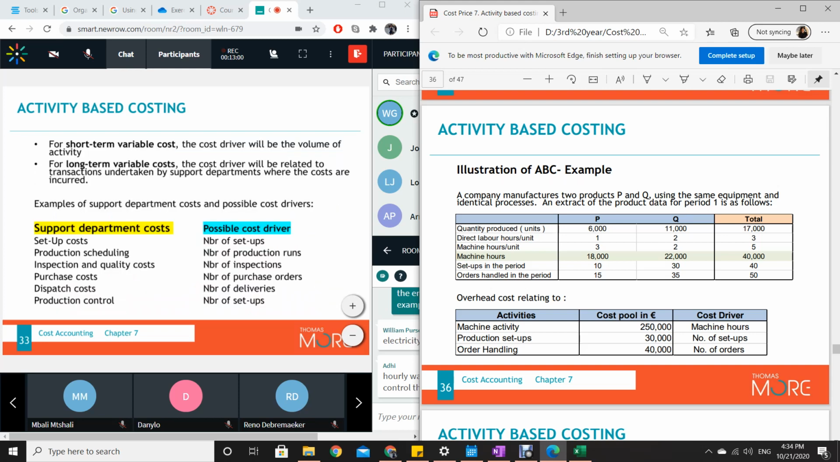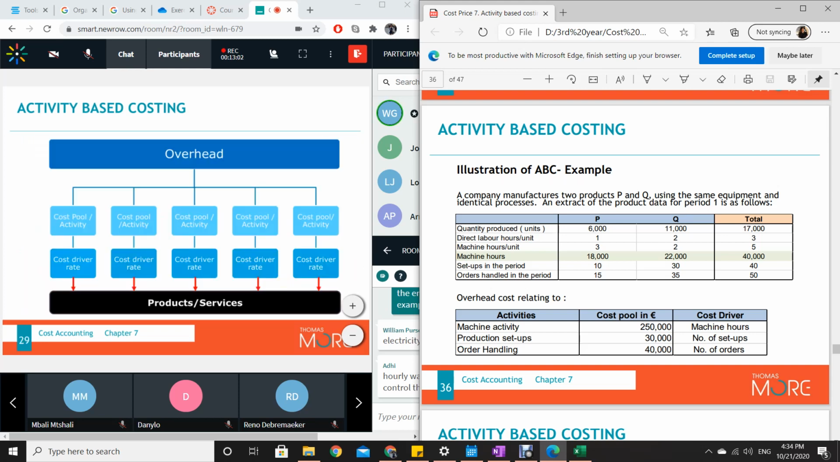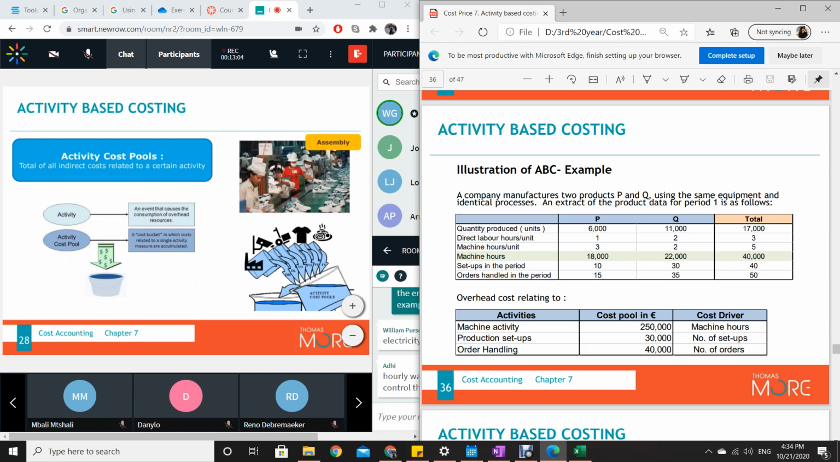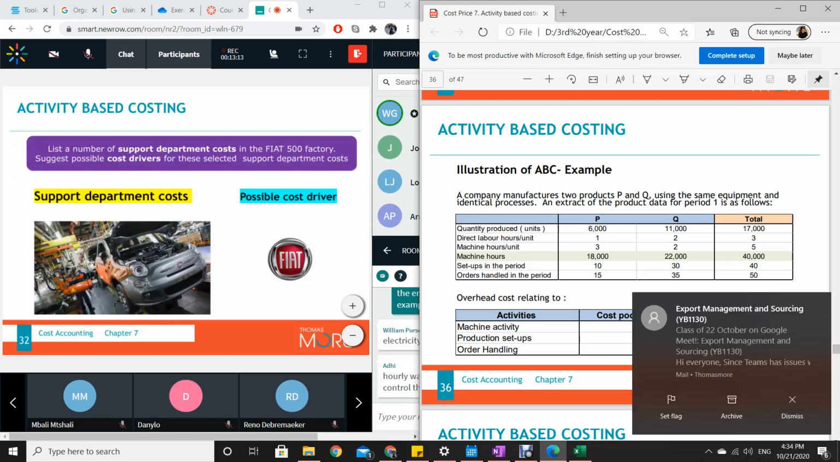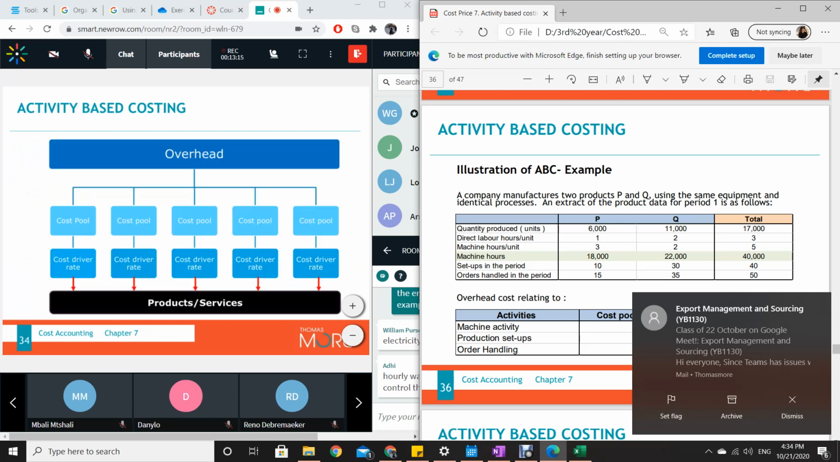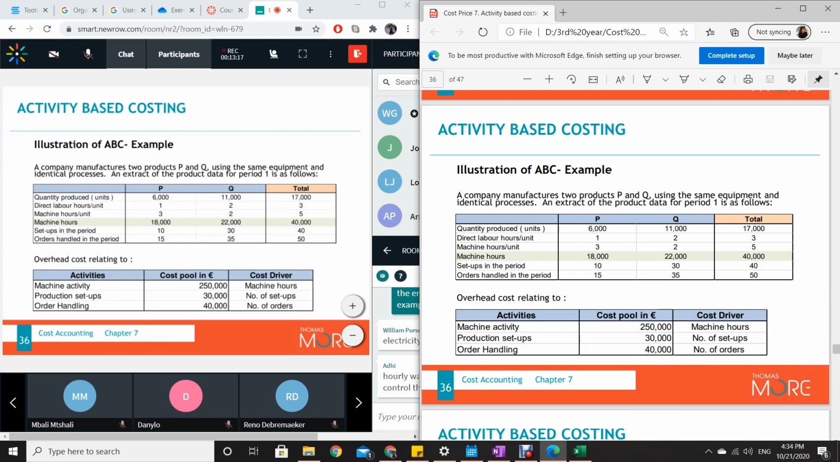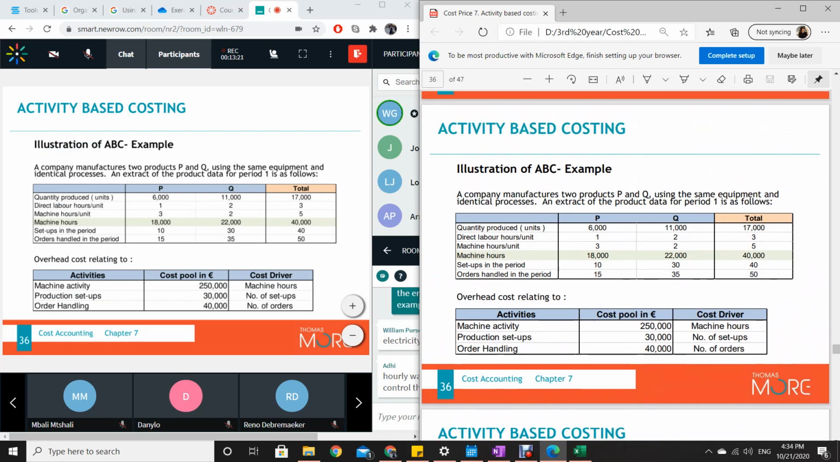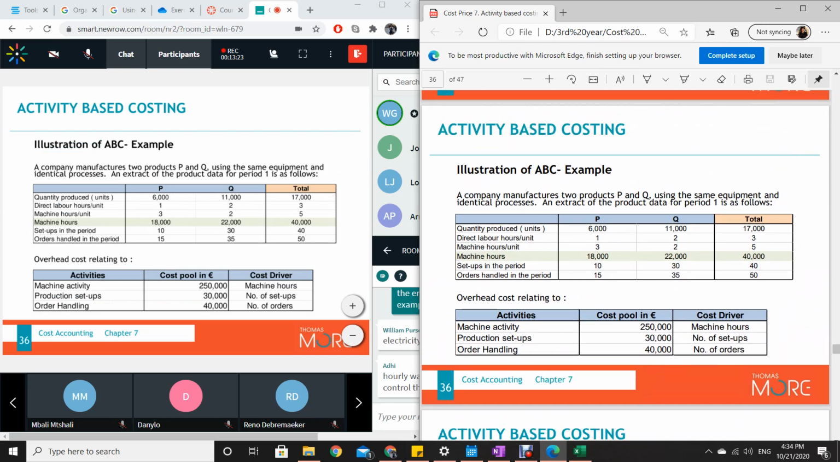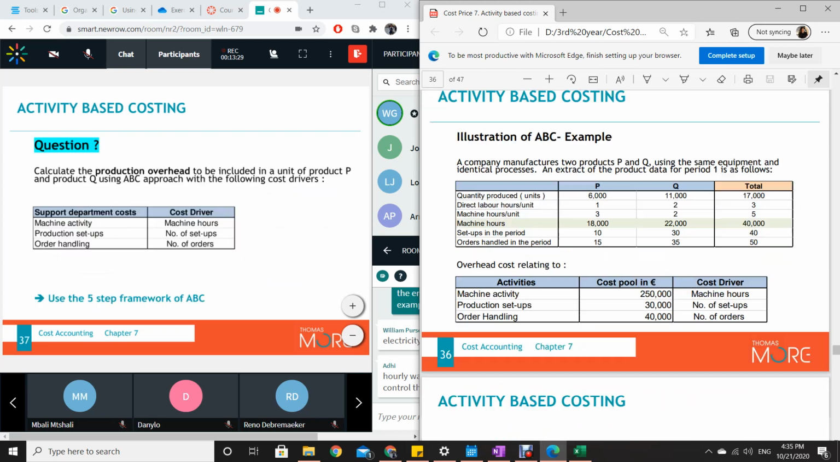This is the drawing to show again. So you should have this in mind, the bottom right image. All the costs are already in the activity pool. So for the activity pool here, machining activity is 250,000, 30,000, 40,000. Okay, no questions? We go one step further.